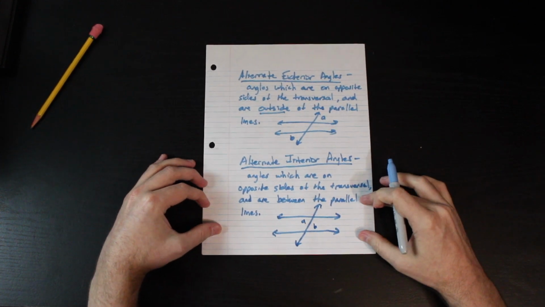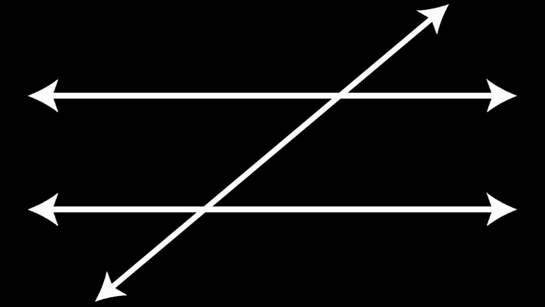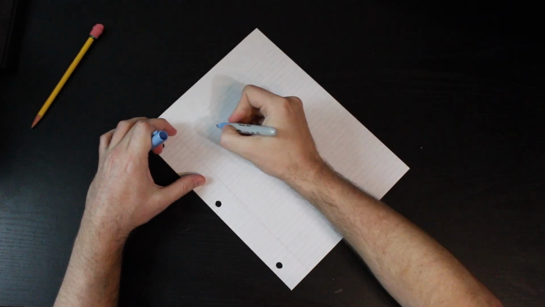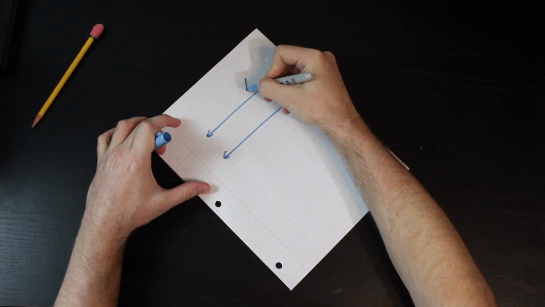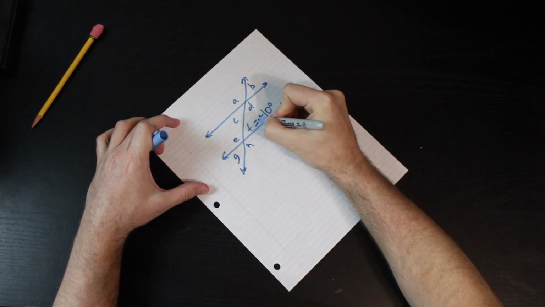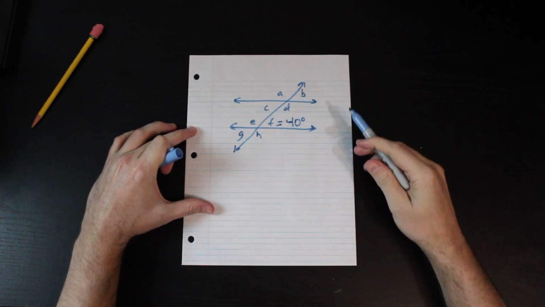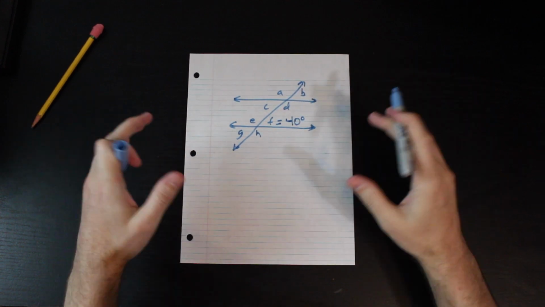Let's do an example problem that will utilize our knowledge. Once again, we're looking at parallel lines and a transversal. Go ahead and draw this out, labeling each angle. This time, we're given the measure of angle F. It is 40 degrees. Now, our job is to find the measure of all the other angles. How do we do it?